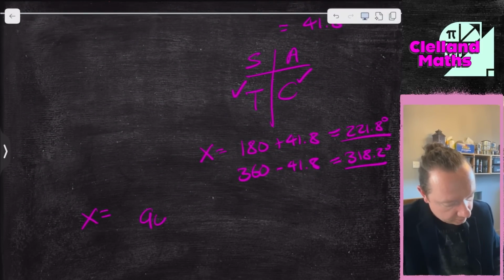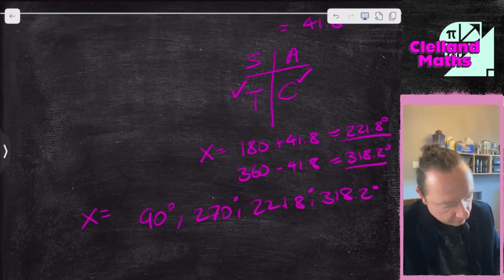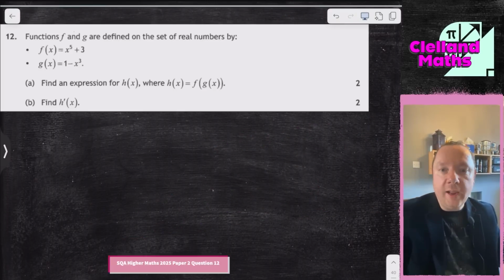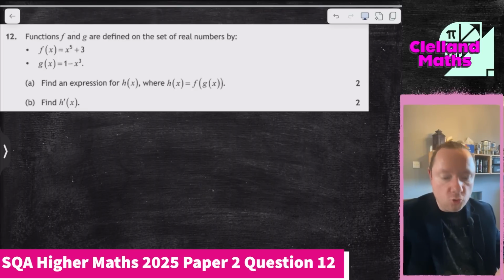90, 270, 221.8, and 318.2 degrees, all degrees. And we're done there. SQA Higher Maths 2025, Paper 2, Question 12.